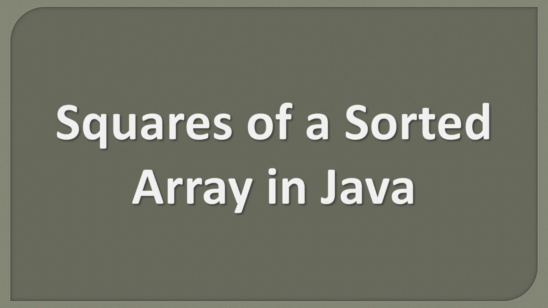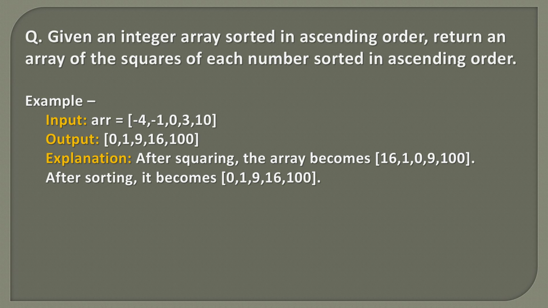Hello everyone. So in this video we will be discussing a coding problem, squares of a sorted array in Java. In this problem we are given an integer array which is sorted in ascending order. Here you can see this is the input -4, -1, 0, 3 and 10. So it's sorted in ascending order.